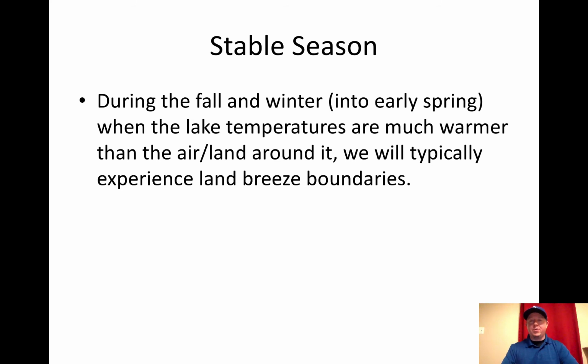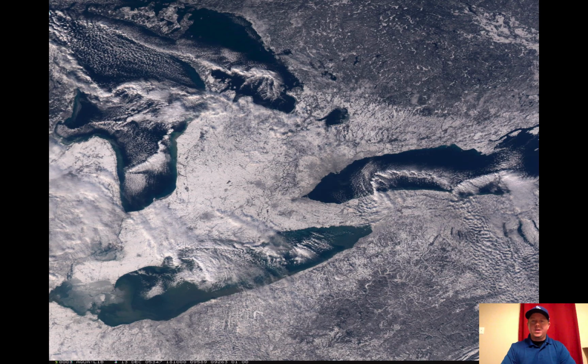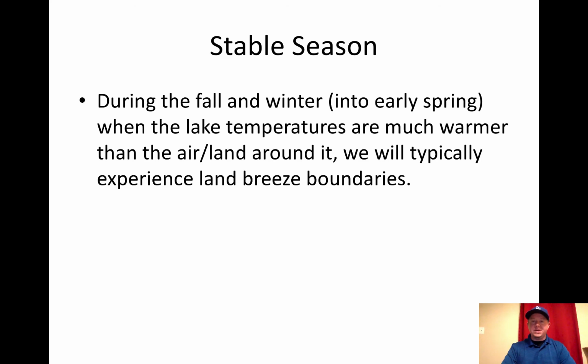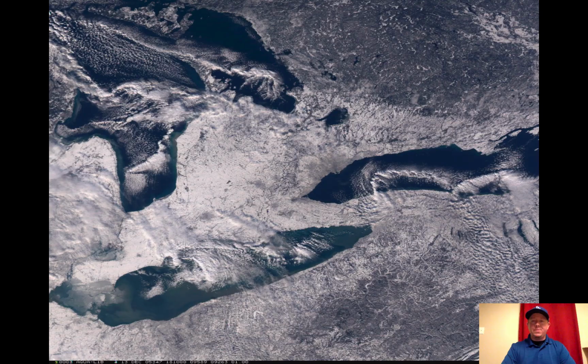Now, this is with the lakes. We're focusing more on the Great Lakes here. During the stable season, which is the fall and winter into the early spring, when the lake temperatures are much warmer than the air and land around it, we will typically experience land breeze boundaries. So what does this go back to? What was an example earlier in Weather Prediction 1 where we had land breeze boundaries, and we got what? A mesovortex, right?